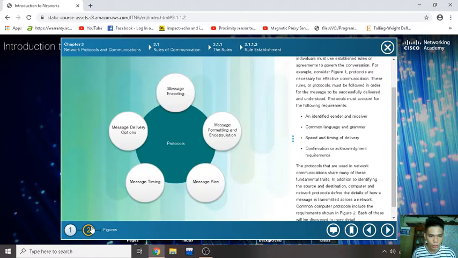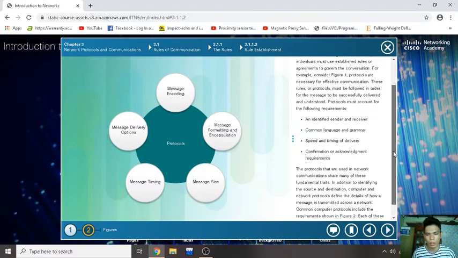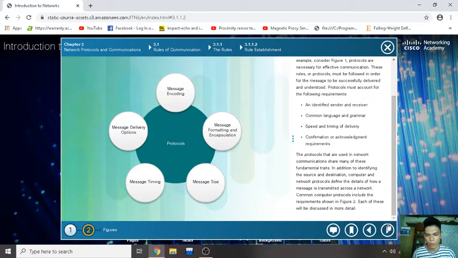And the next one, we have the message encoding, message formatting, encapsulation, message size, message timing, and message delivery options. It's all in the protocols.